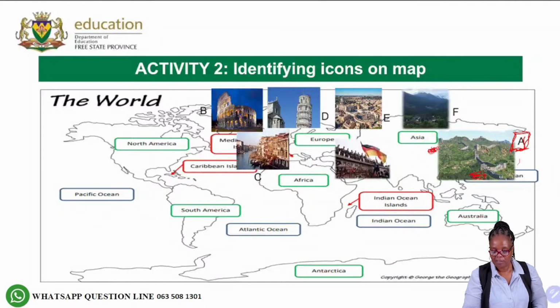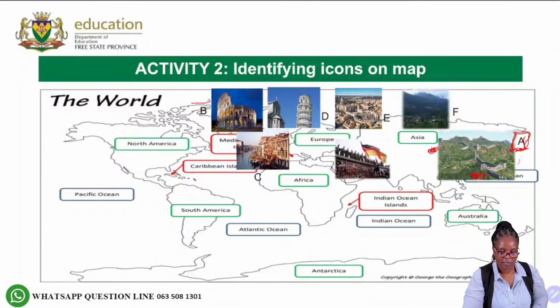So look at this. It's a wall. When you look at this, it's the wall. So number A, you have to identify them and give their names. It is the Great Wall of China. We've just done it now. That's number A. So I want us to look for the second one. Let's identify the second one.